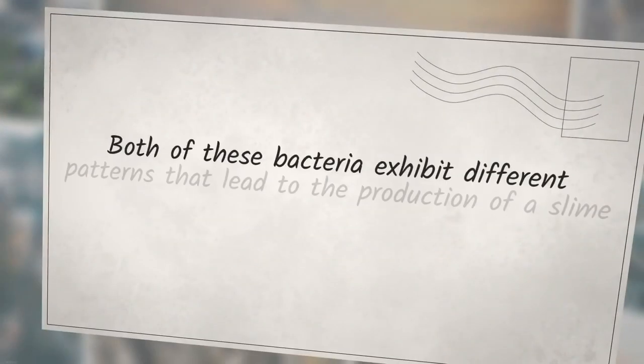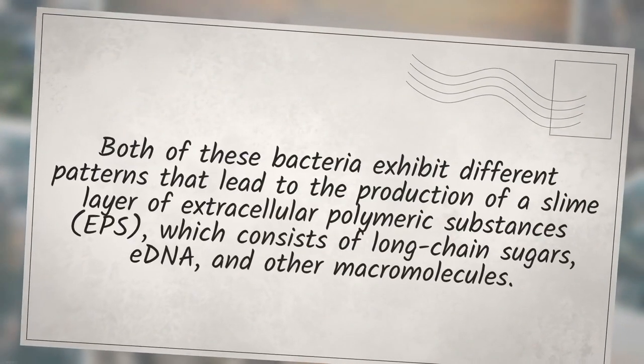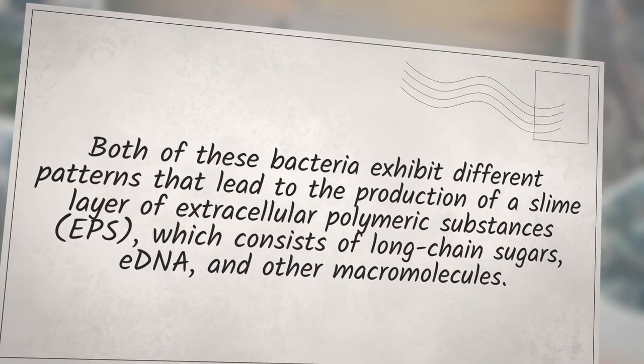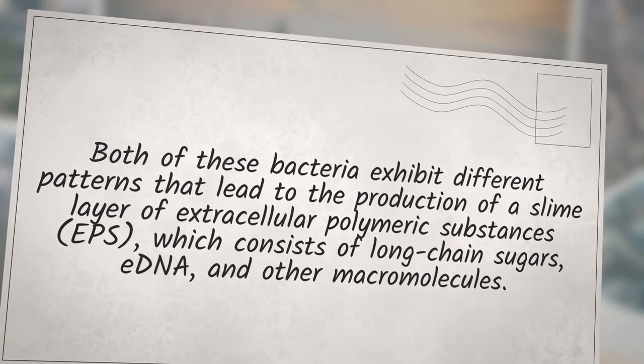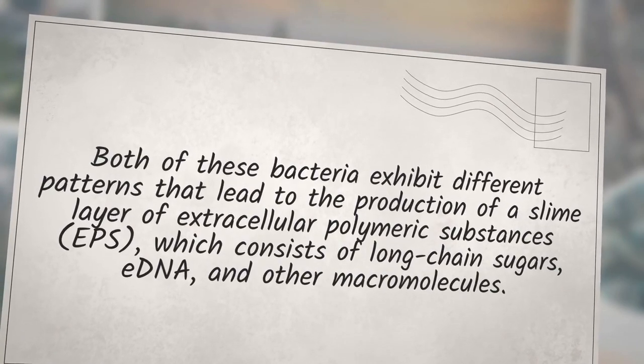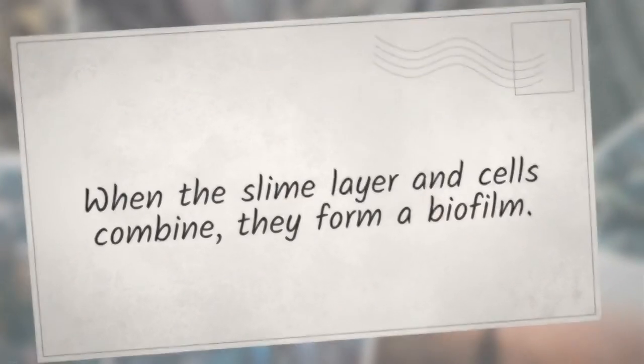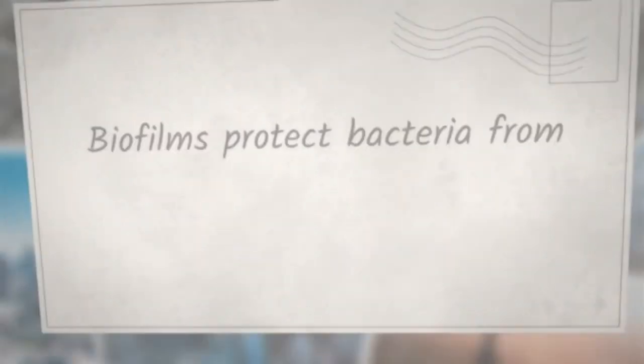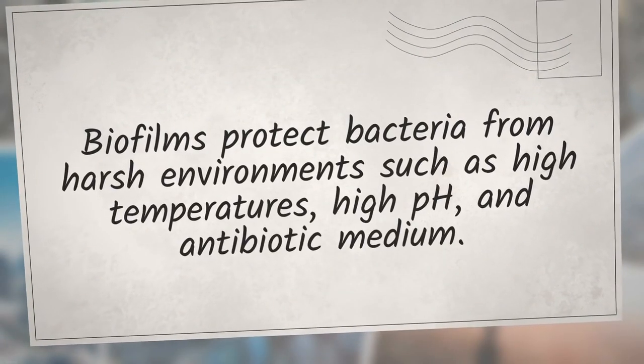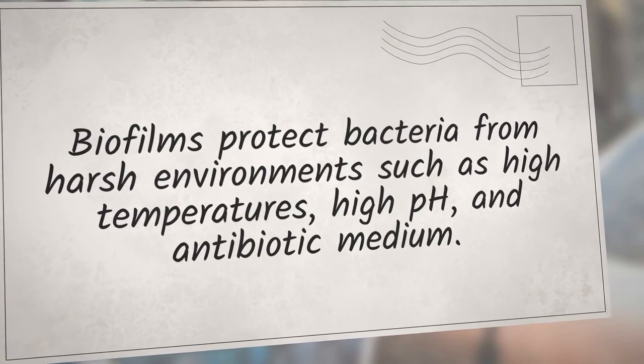Both of these bacteria exhibit different patterns that lead to the production of a slime layer of extracellular polymeric substances, EPS, which consists of long-chain sugars, eDNA, and other macromolecules. When the slime layer and cells combine, they form a biofilm. Biofilms protect bacteria from harsh environments such as high temperatures, high pH, and antibiotic medium.